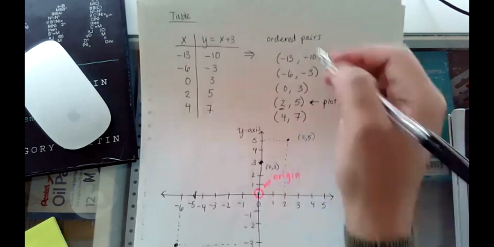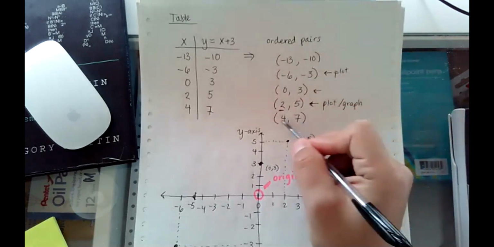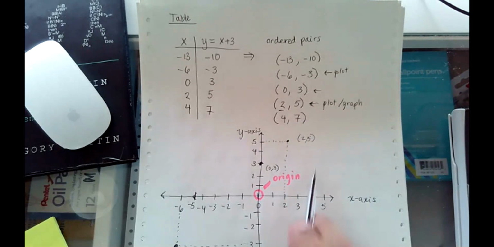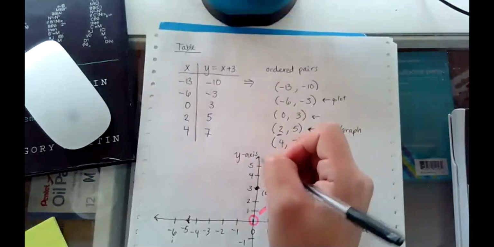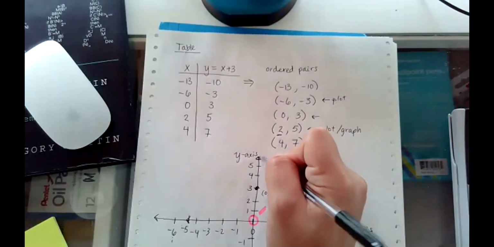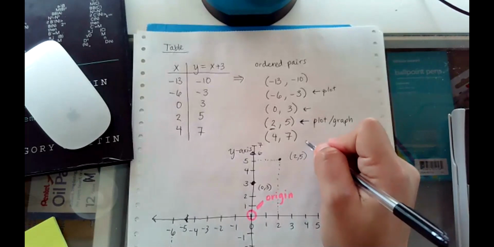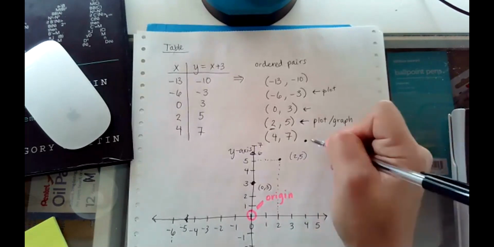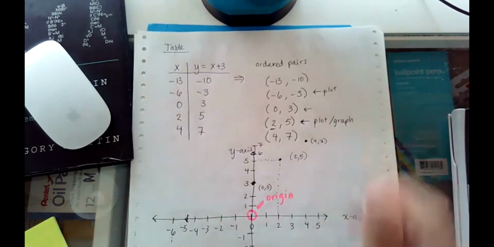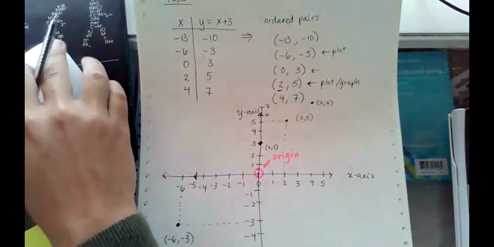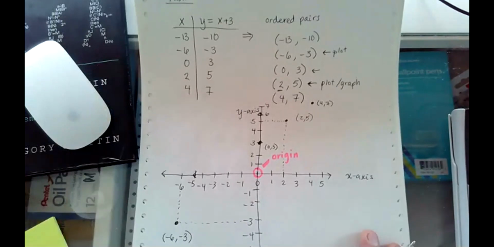And you might notice that, okay, if we plotted 4, 7, we'd go over 4 and then up 7. So you can imagine that 6 would be here and then 7 would be a little bit higher. So if we went over to 4 and then up 7, we would be somewhere like right there. 4, 7. Sorry for squeezing this in.